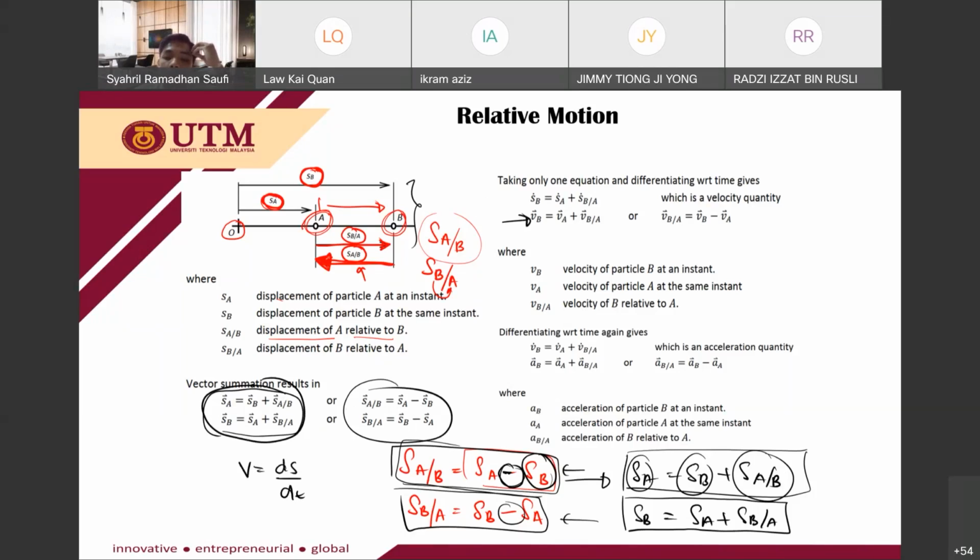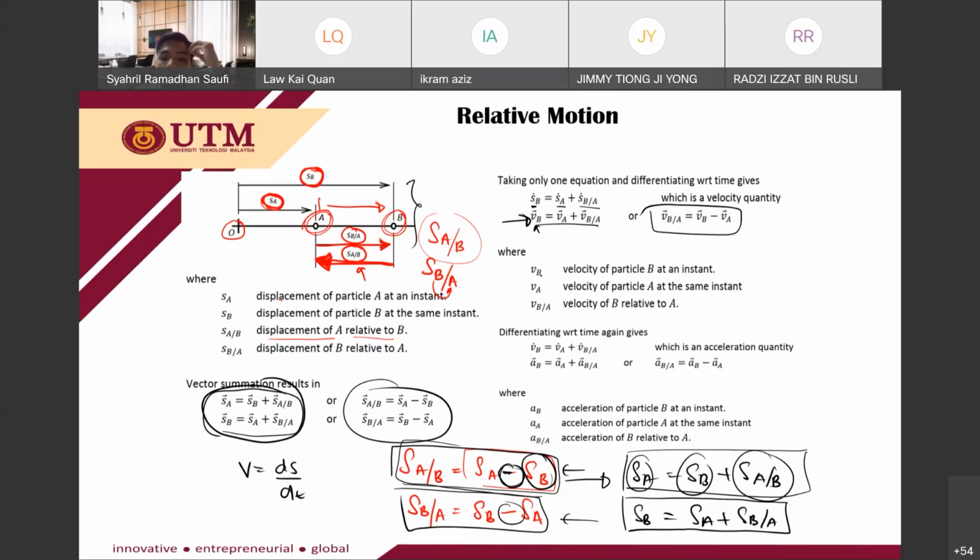If you notice, the form of the equation is the same, just with a different symbol. Let's say you have SB is equal to SA plus SB stroke A, you still get the same equation, but with a different symbol for the velocity. So VB is equal to VA plus VB stroke A, or you can rearrange it into this form, with negative VA here.